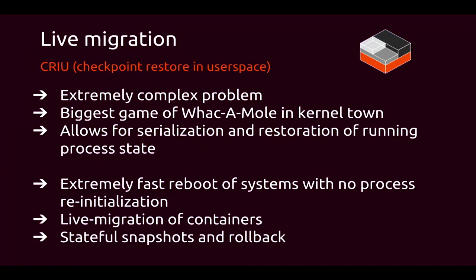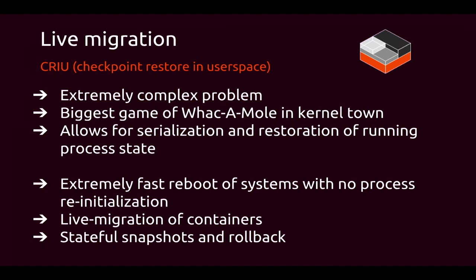And lastly, because I'm sorry, I really am running out of time, another thing that's always kind of exciting is checkpoint restore, which lets you do live migration and rollback of state of processes inside a container. It's a very, very complex problem, because you need to serialize everything to disk, which is a bit of a pain. It's also the biggest game of whack-a-mole in kernel town, because every time someone implements a new kernel API, they break checkpoint restore, and they need to figure out a way of getting that stuff out of the kernel into a file so it can be recreated. So that's a lot of fun.